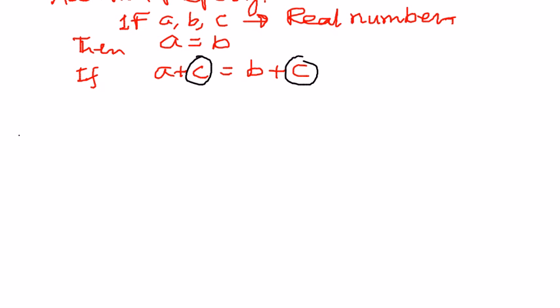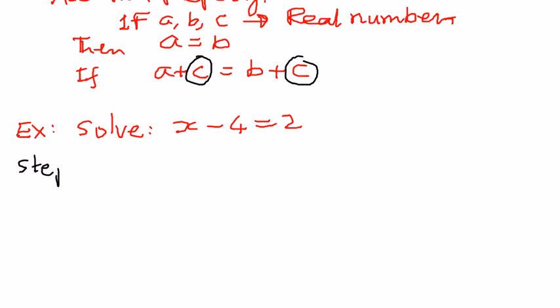Let's say we have an example of this type. We want to solve an equation of this type: x minus 4 is equal to 2. Very simple example. We want to solve for x. And what do we do here? We're going to use the addition property and then want to be able to find the value of the variable x here.